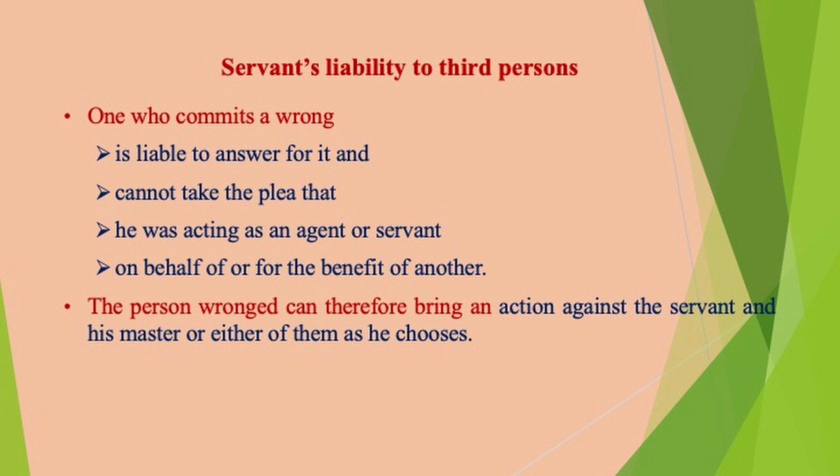A person who commits a wrong will be liable for it even if he is acting as a servant or agent of another or for the benefit of another. The person who suffers the wrong can therefore bring an action against the master and servant or against any one of them as he chooses. Thus, A, who is the servant of B, while working for B, acts negligently and causes injury to C. C can sue A and B jointly, or only A or only B for damages for the injury suffered by him.